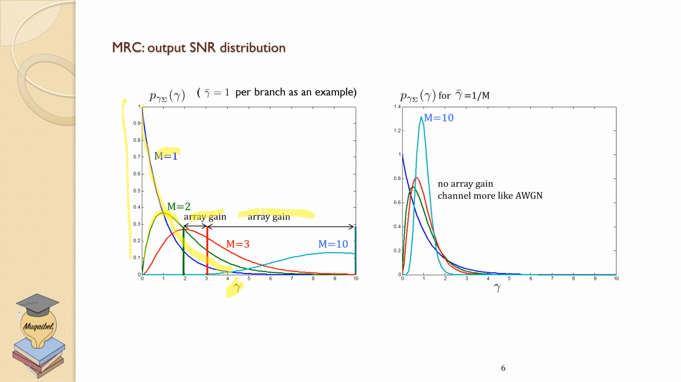On the right hand side here, we see the case of diversity gain. So in this case now, we'll assume that gamma equals 1 over M. So for every branch, the power or the energy will be divided across the branches to make the case of one branch and multi-branch a more fair comparison.